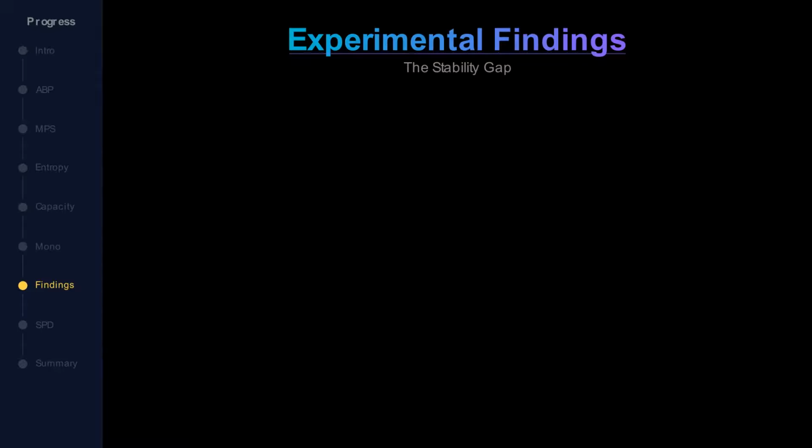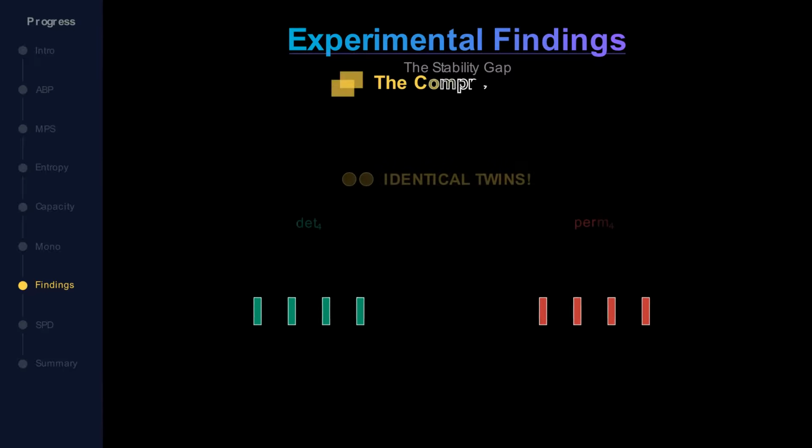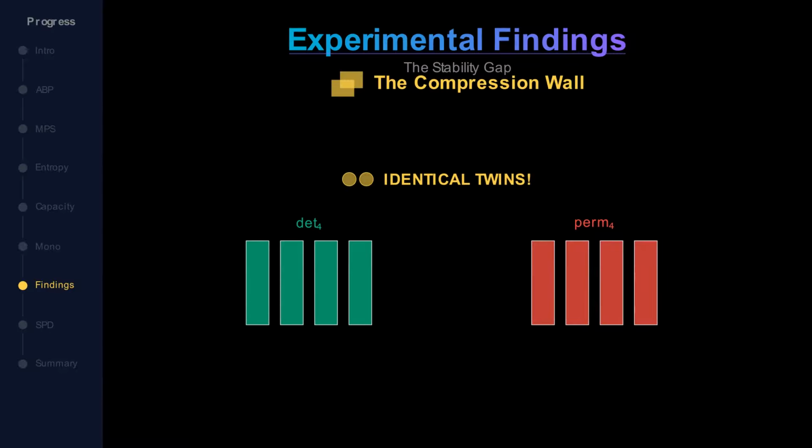Here's where the research gets fascinating. We ran experiments on small matrices, n equals 3 through 6. We expected to see differences. We got a surprise. We hit a compression wall. For both determinant and permanent, the entanglement spectra are identical, perfectly flat. At small n, they look exactly the same, like identical twins.